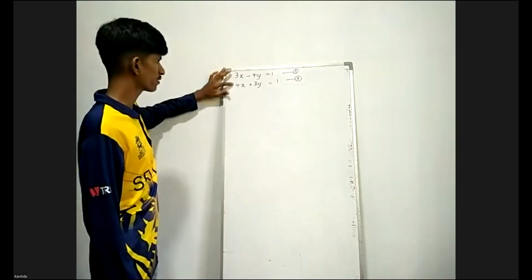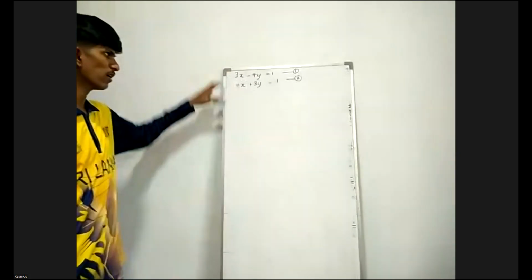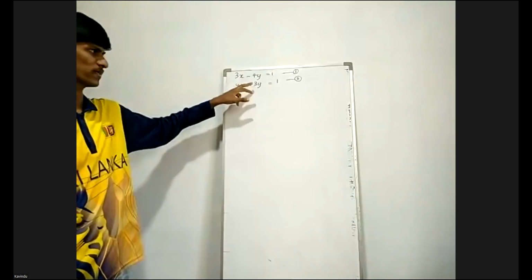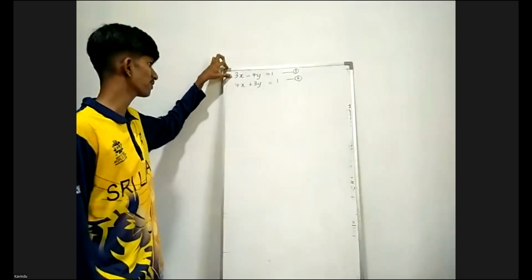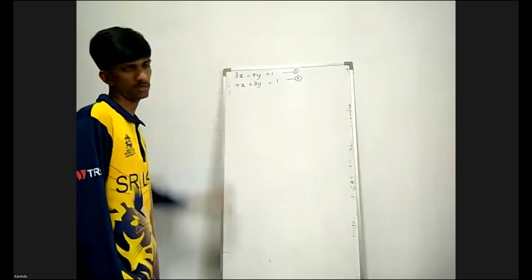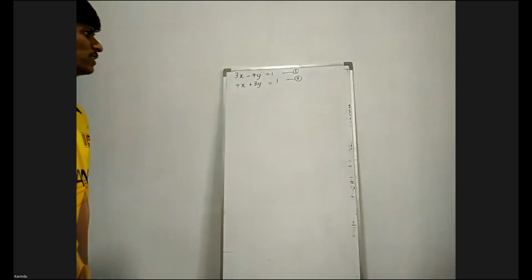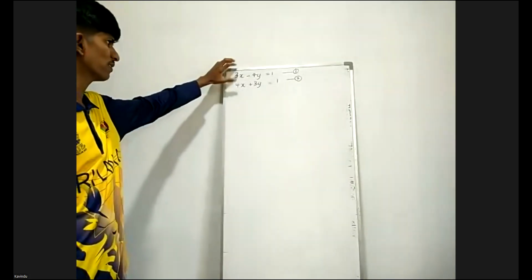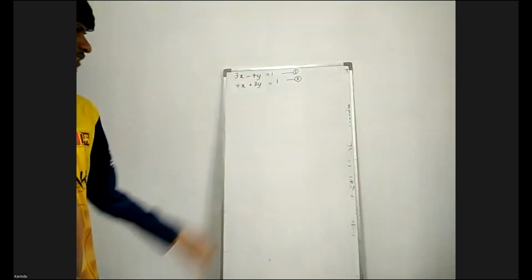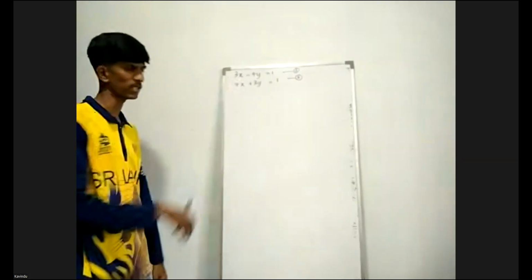Now here the coefficients are not the same in either variable. We cannot make them equal by multiplying just one equation; we have to multiply both equations. So we choose whether to remove x or y. I choose y, but you can choose x also.